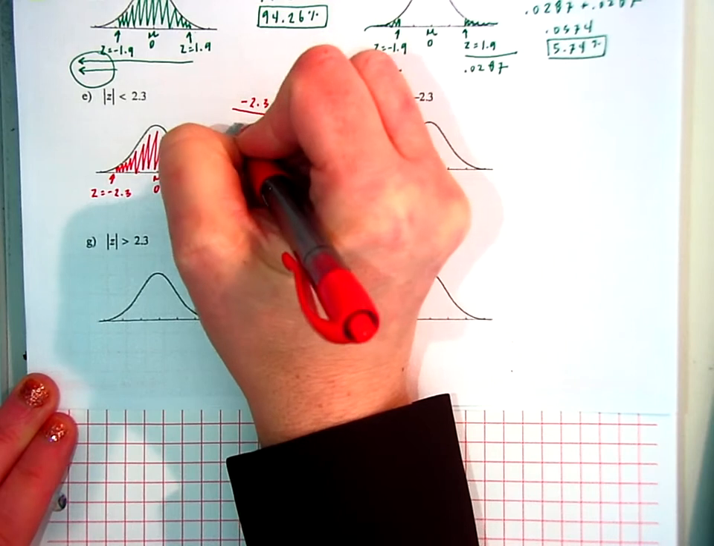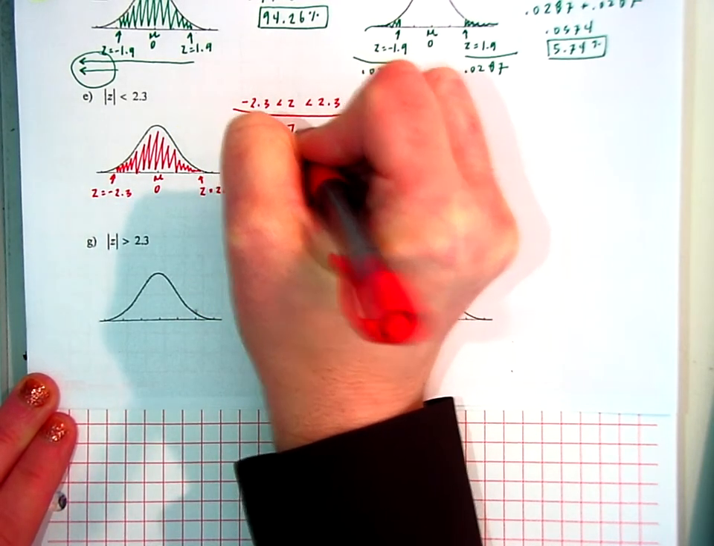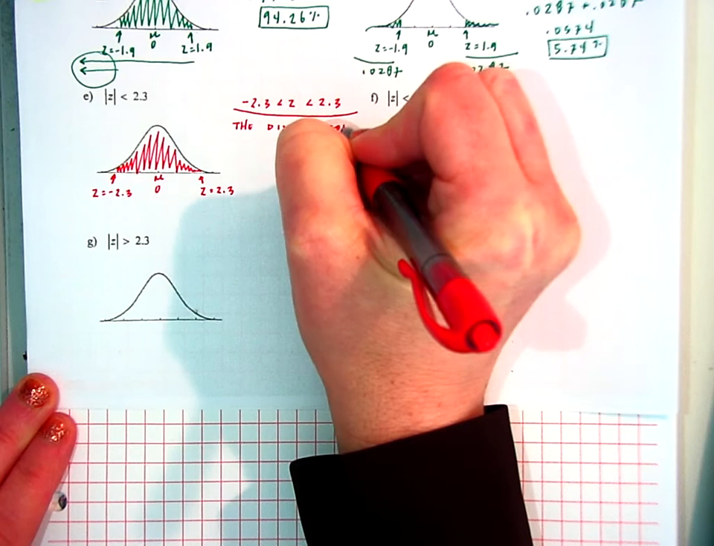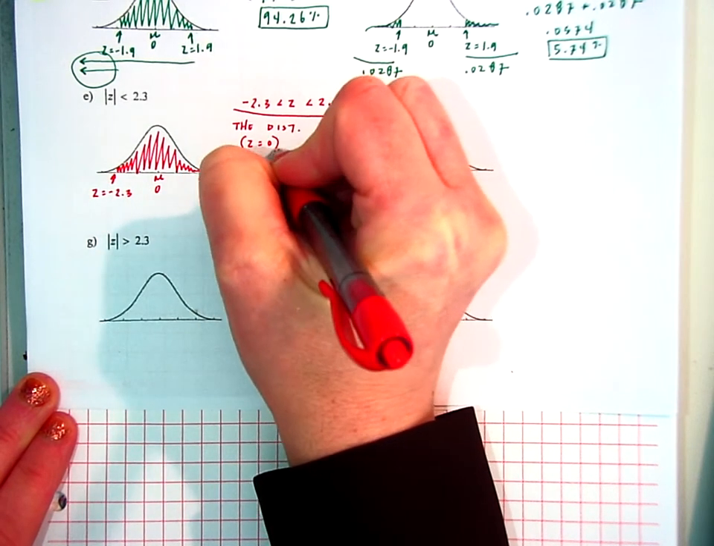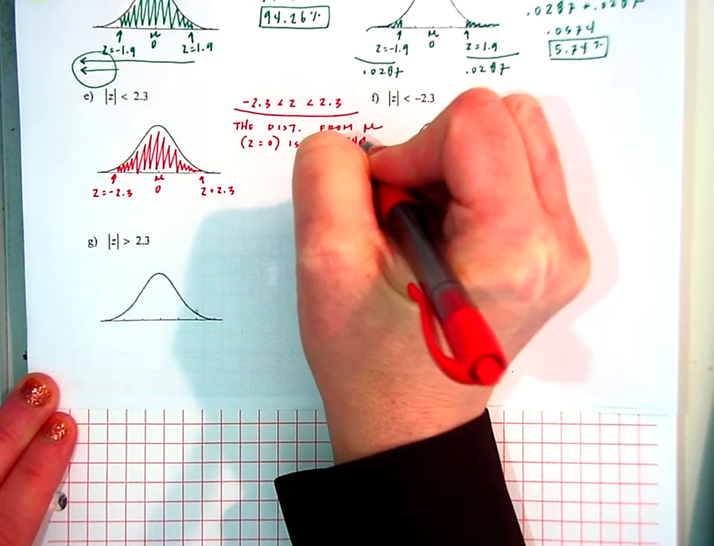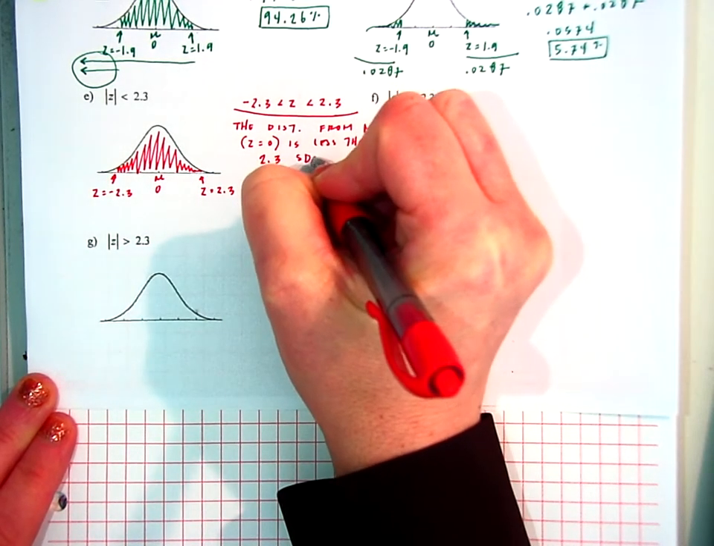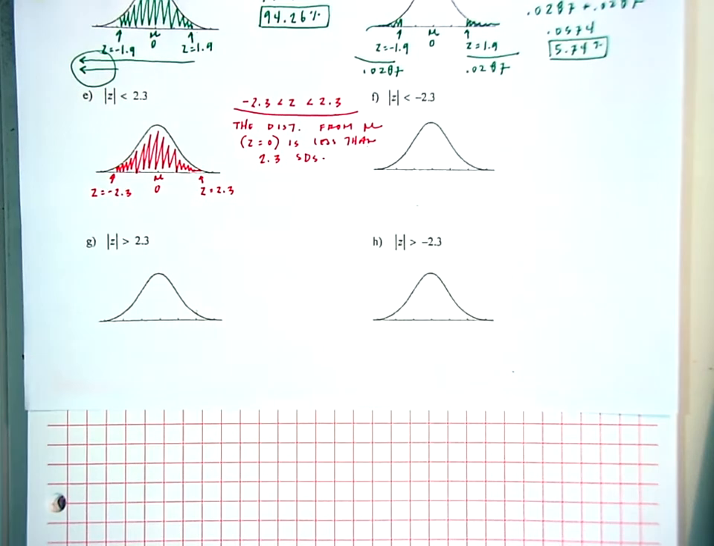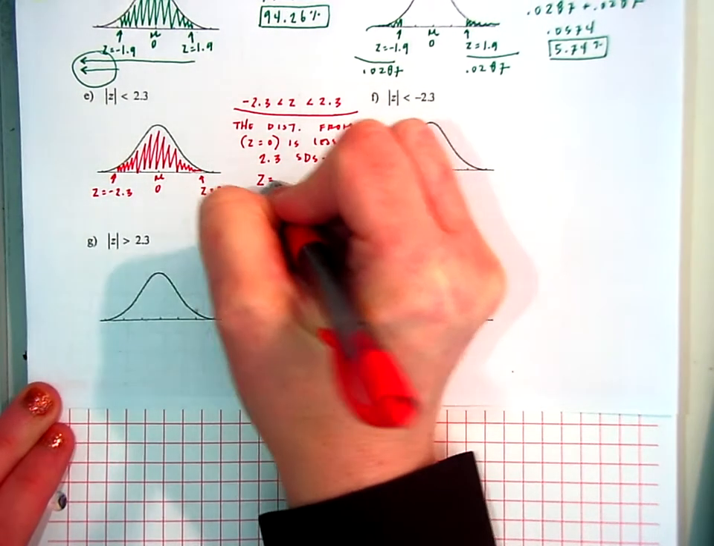And if I write this in words, I can say something like the distance from the mean, where the z-score is 0, is less than 2.3 standard deviations. Okay, so it's the in-between space one. So I need to look up a z-score of 2.3.